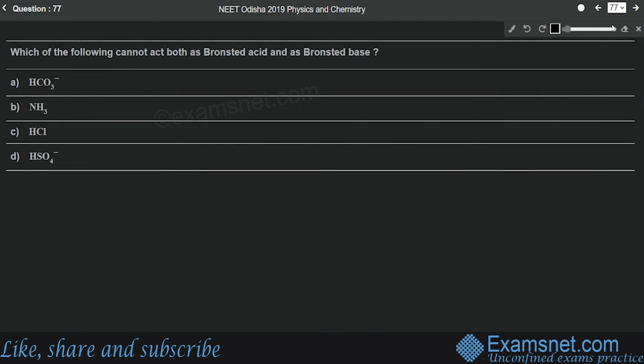Question number 77 is again from the chapter Equilibrium, and the question is: which of the following cannot act both as Bronsted acid and Bronsted base? So what are Bronsted acids? These are the species that can donate a proton, that means H plus ion, whereas a Bronsted base can accept a proton. Now, let's check one by one.